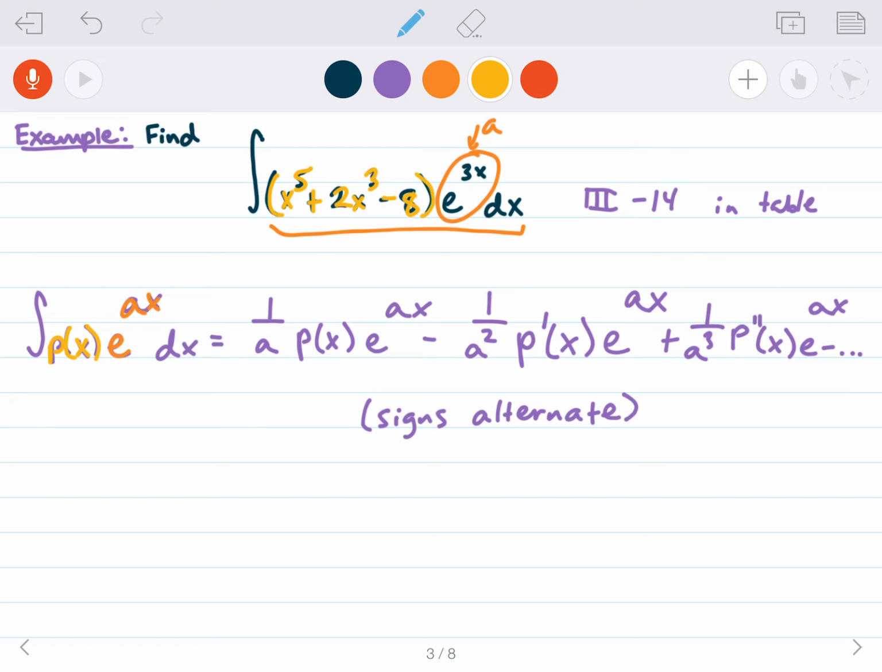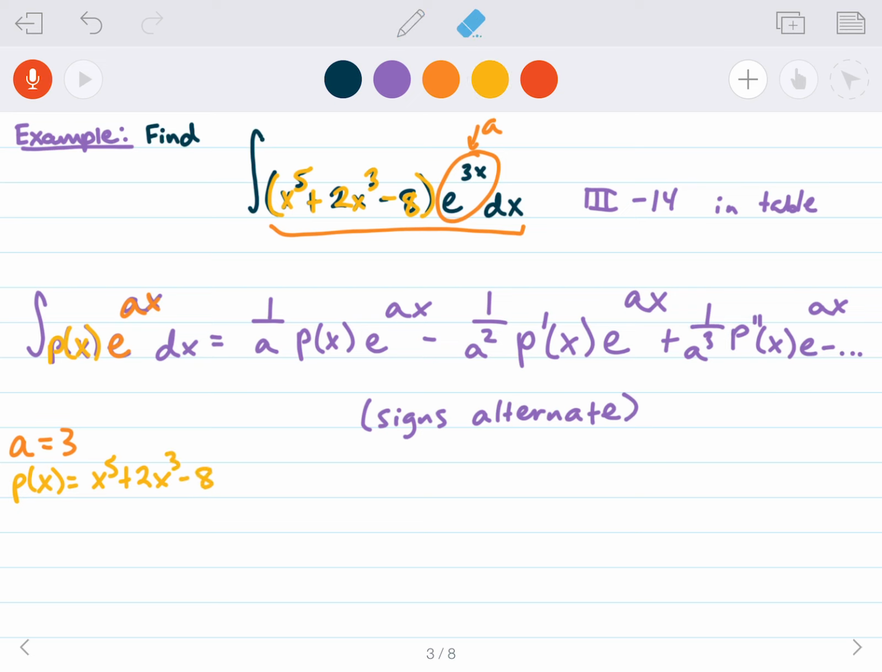Okay, so that's how I knew to use that rule, numeral 3, number 14. Now let's go ahead and apply it to the right side of the formula. So we know what a is. In this case, a is 3. That's the thing being multiplied by x in our formula. So a is 3. And p of x, maybe I'll do that in yellow actually, my polynomial is going to be x to the 5th plus 2x to the 3rd minus 8.